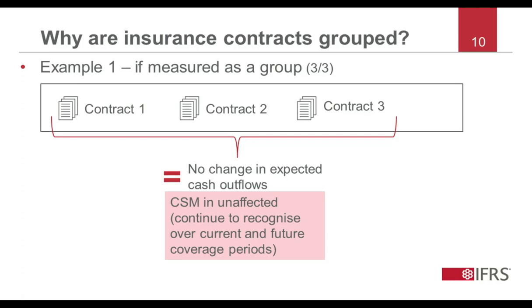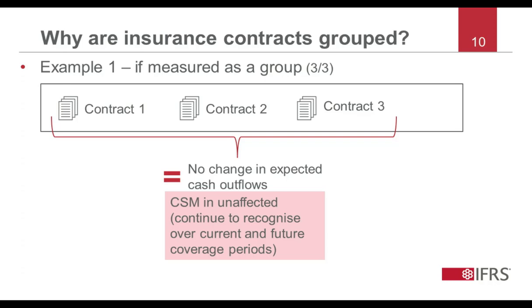Let's now look at the same scenario if the profitability of the 3 contracts is measured instead as a group. At the beginning, the entity expected an equal probability of a claim for each contract, but did not know which contract would claim. When it later turns out that contract 3 is more likely to claim than contract 1 or contract 2, this is consistent with our expectations and is not a change in the fulfillment cash flows.